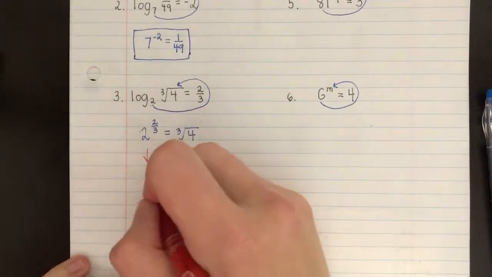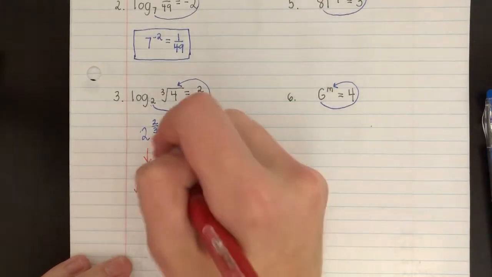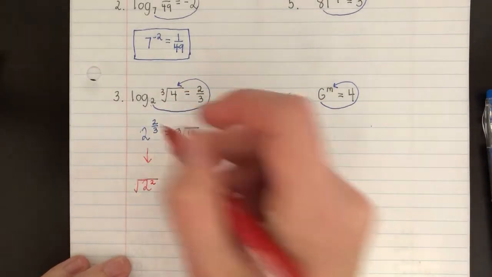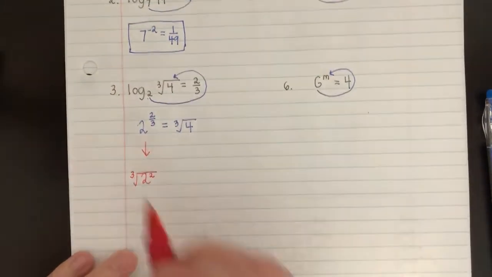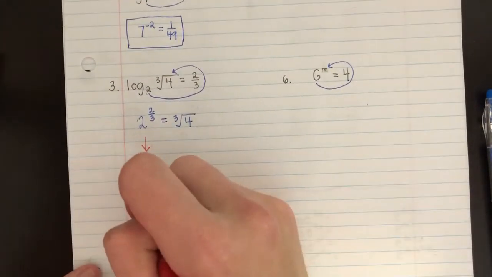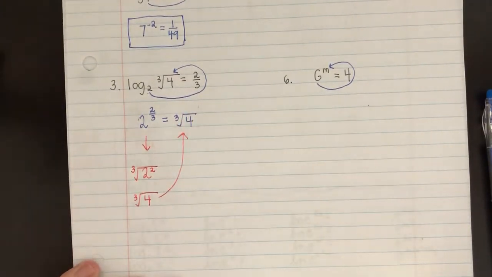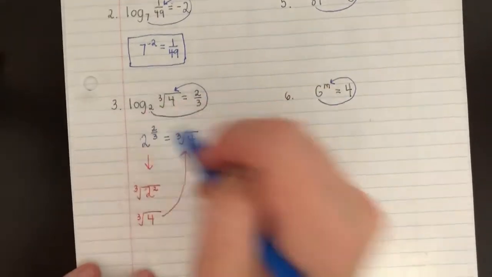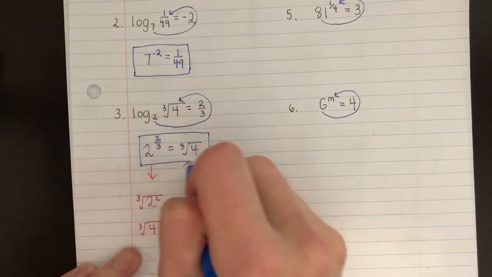Okay, so remember top dog goes in the house. That's kind of the thing I use. The numerator goes in the house. The denominator is your index. So cube root of 2 squared, well, what is 2 squared? It's 4. So that is a true statement. 2 to the 2/3 is the cube root of 4. So we'll go ahead and box that.